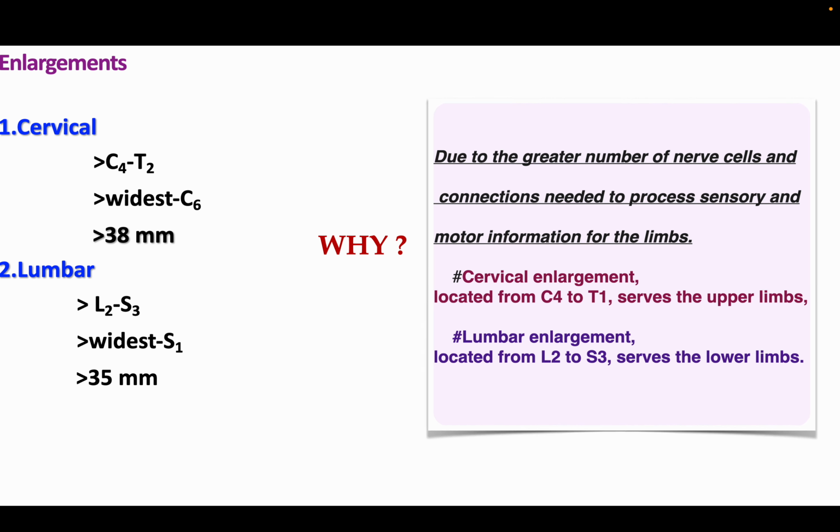This is the reason: due to the greater number of nerve cells and connections needed to process sensory and motor information for the limbs. In the cervical enlargement, we know that the brachial plexus is contributed by C5 to T1. So we just take a broad term, that it is located from C4 to T2. It is extendable to T2, but normally we take C4 to T1. It serves the upper limb. Near the lumbar region, we take L2 to S3 and it serves the lower limb.